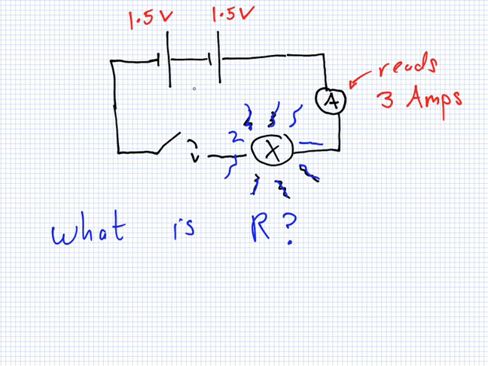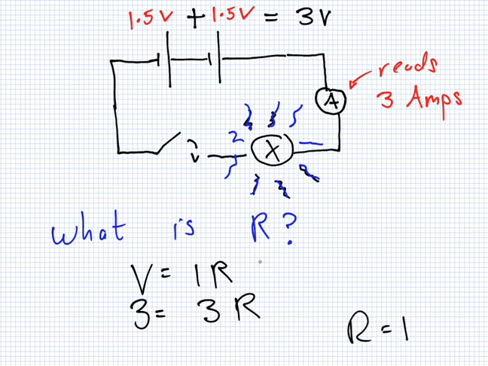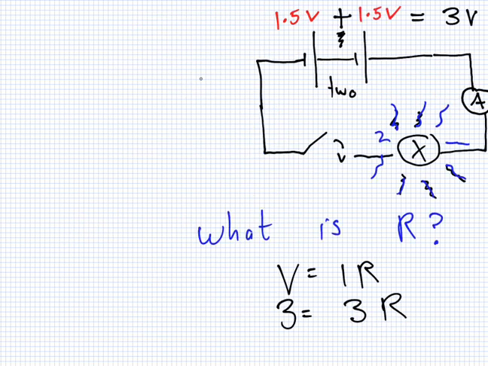And the reason is I tricked you, because of the two batteries. I didn't tell you this. I was wondering what you would do. These get added together to make a total of 3 volts. So you use V equals IR, 3 equals 3R. So then R equals 1. So Young, I tricked you because you have to add them when you have 2. They work together.